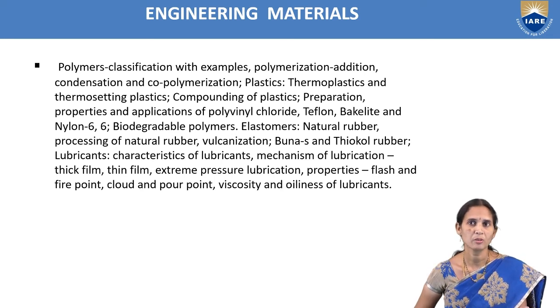Next, module 3 is engineering materials. We will discuss polymers and different types of polymerization reactions, and we will learn about plastics, compounding of plastics, and different types of plastics: polyvinyl chloride, Teflon, bakelite, nylon 66, and biodegradable polymers. We will learn about elastomers, natural rubber, vulcanized rubber, synthetic rubbers, buna rubber, thiokol rubber, and lubricants, characteristics of lubricants, mechanism of lubrication, different types of lubrication, flash and fire point, cloud and pour point. These are the properties of lubricants, along with oiliness of lubricants and viscosity of the oils.